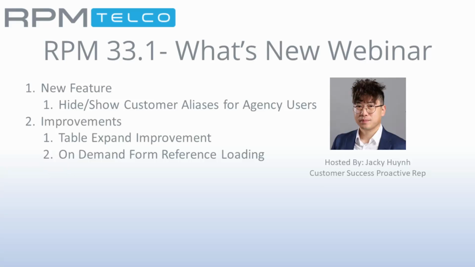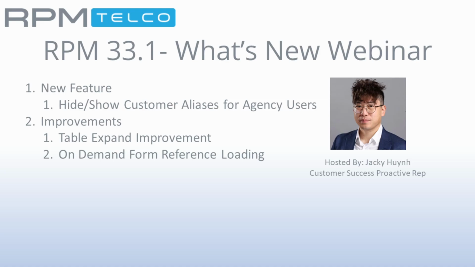Today we're going to be doing an RPM Telco What's New for a small little update called RPM 33.1. This isn't a full version release like we normally do from RPM 33 to 34, for example. We just created a new feature and had some improvements that we thought were going to be helpful, so we didn't want to wait for a full version release to release them. So we did a small little update here, and I'm going to be going over the one new feature as well as the two new improvements that we made to the user experience for RPM Telco, and we hope that you find them awesome like I do.